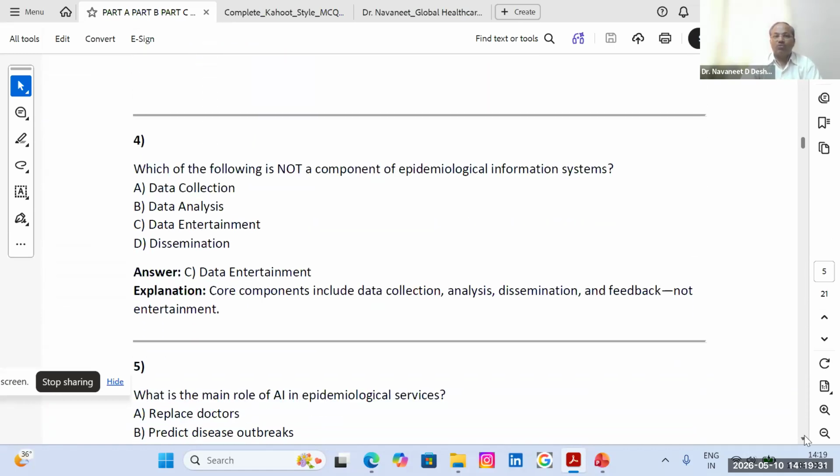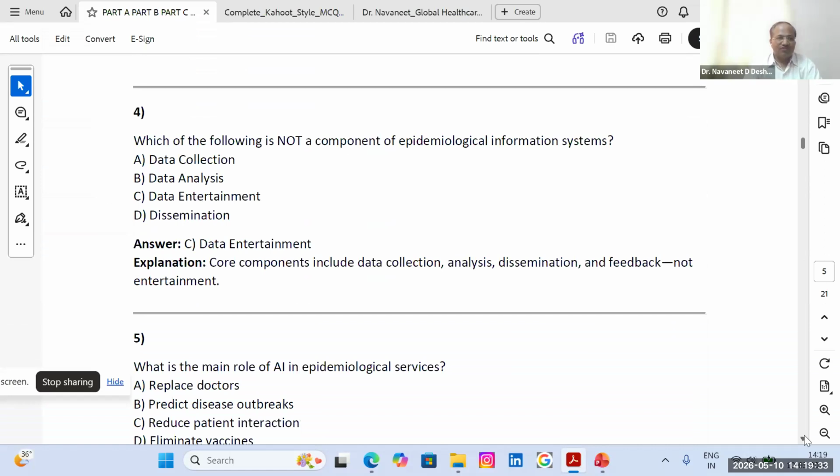Let's now move on to the fourth question. Which of the following is not a component of epidemiological information systems? A. Data collection. B. Data analysis. C. Data entertainment. And D. Dissemination. The correct answer is data entertainment, because it is not a component of epidemiological information systems. Core components include data collection, data analysis, dissemination, and feedback, not entertainment.